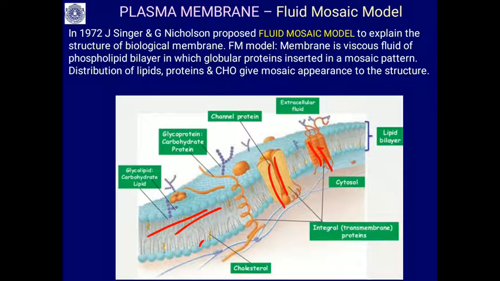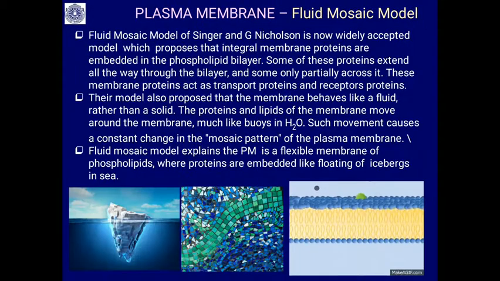They may be carrier proteins, or channel proteins, which are ion channels. They may be antigenic proteins, glycoproteins. So, different types of proteins, and in the cytosol you can see they are anchored to the cytoskeleton. So, this is what you can see in the fluid mosaic model. The fluid mosaic model of Singer and Nicholson is now a widely accepted model which proposes that integral membrane proteins are embedded in the phospholipid bilayer.